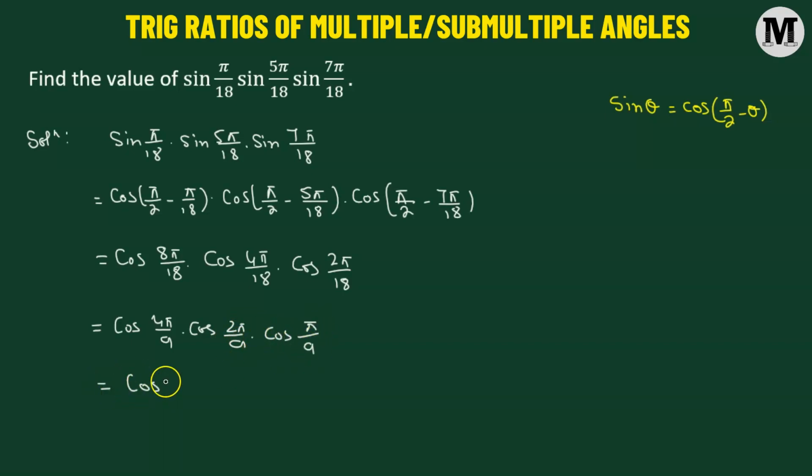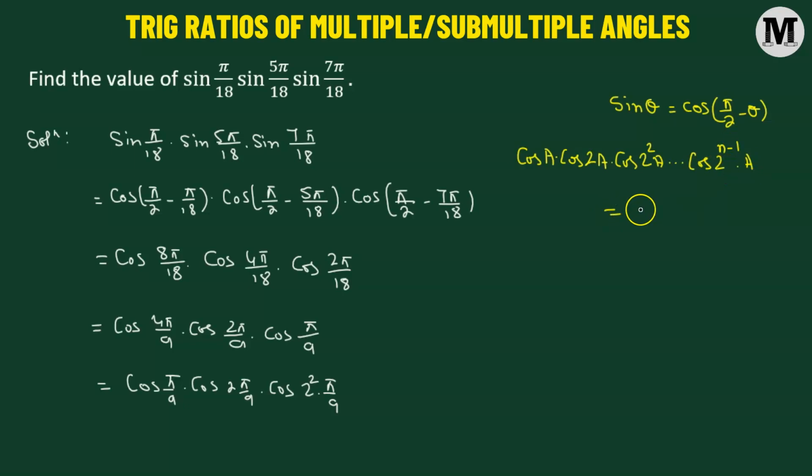Let's rewrite the expression. We'll have cosine of pi over 9 multiplied to cosine of 2 pi over 9 times cosine of 4, but we're going to rewrite it as 2 squared times pi over 9. The reason we are writing it this way is that there is a standard formula for cosine of a times cosine of 2a times cosine of 2 squared a, all the way up to cosine of 2 raised to the power of n minus 1 times a. This is given by sine of 2 raised to the power of n times a, divided by 2 raised to the power of n times sine of a.